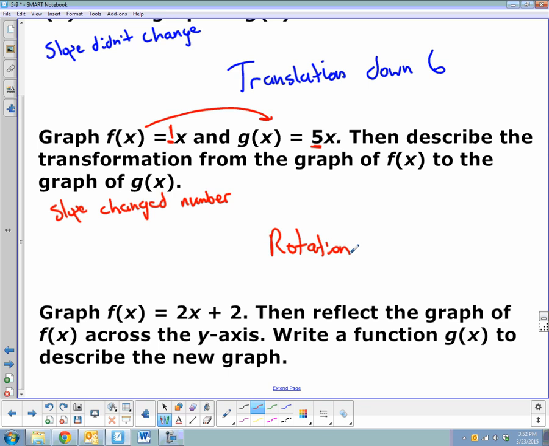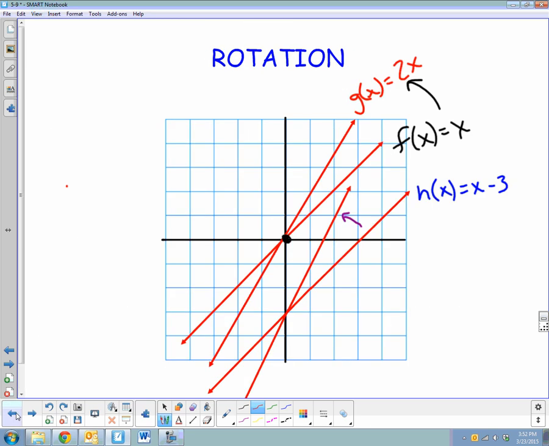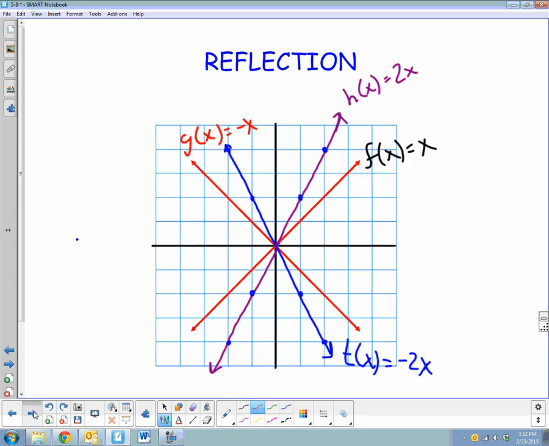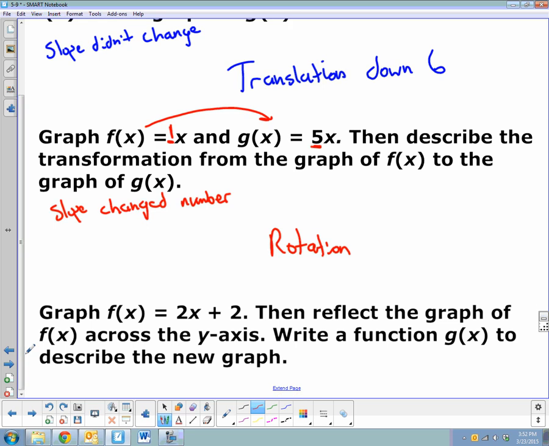And we have to say what it rotated about. What point did it rotate about? We're just going to rotate around the y-intercept. If we go back here to the rotations, for this h of x, the blue line, the blue equation there, it rotated about the point 0, negative 3. For the first one, it rotated around the point 0, 0. So this one is going to rotate around the y-intercept, and the y-intercept for both f of x and g of x would be 0, 0. That's right. It's a rotation about 0, 0.